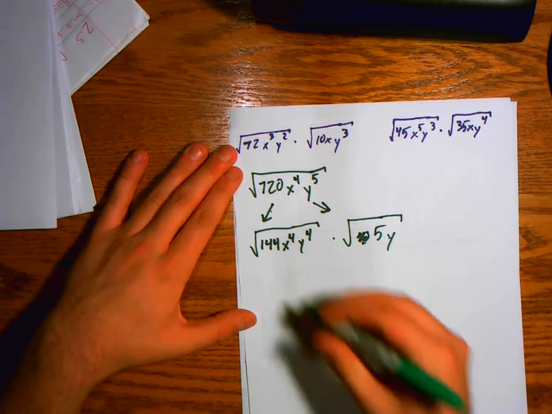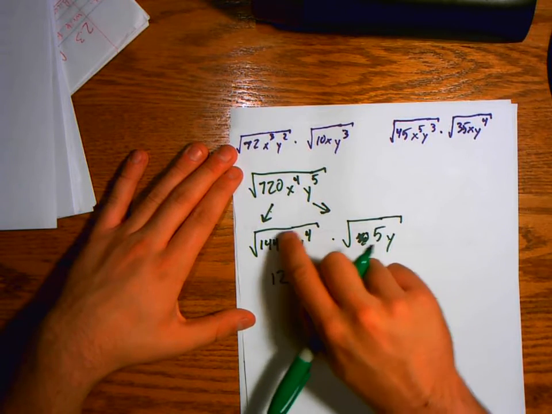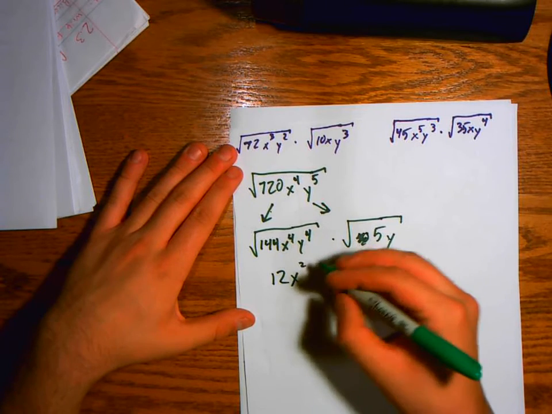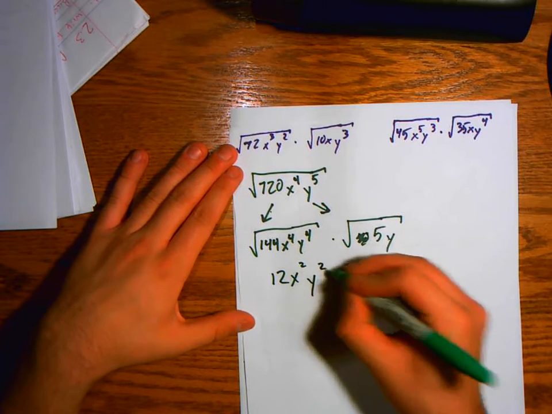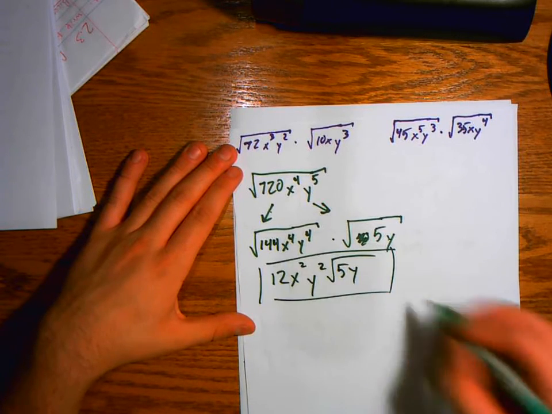Okay, the square root of 144 is 12. The square root of x to the 4th is 4 divided by 2, which is 2. Y to the 4th divided by 2 is the same thing, y squared. And you keep your radical of 5y exactly how you see it.